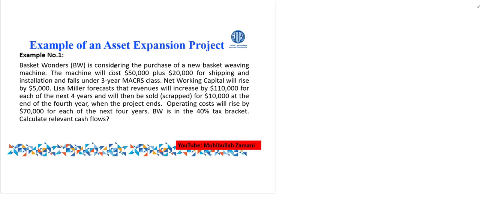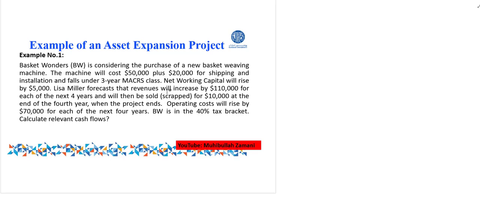So first of all, now let us read the example. Basket Wonder is considering the purchase of a new basket weaving machine. It means they want to purchase a machine or asset. The machine will cost 50,000 plus 20,000 for shipping and installations and falls under 3 years MACRS class. So until this point we got three pieces of information. Cost is this much, capital expenditure is this much, and it comes under 3 years MACRS class.